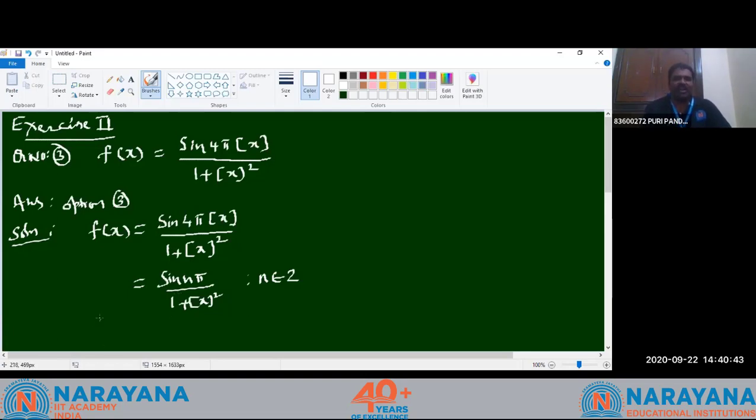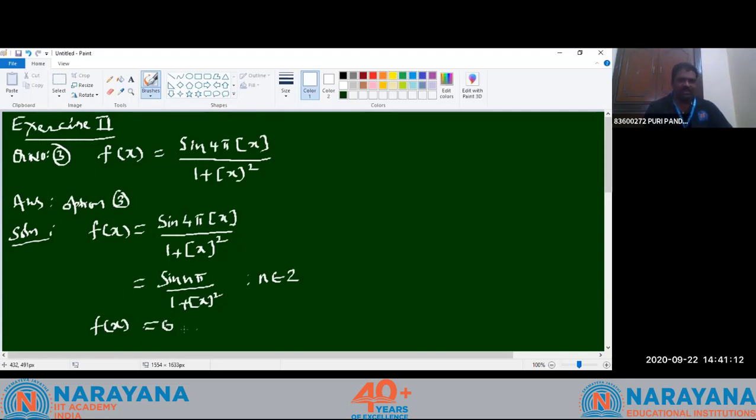That's why f of x, that means f of 0 if you take, the answer we are getting is 0. That's what we can say here. So what we can say, f of x is equal to 0. F of x is equal to 0 we are getting.